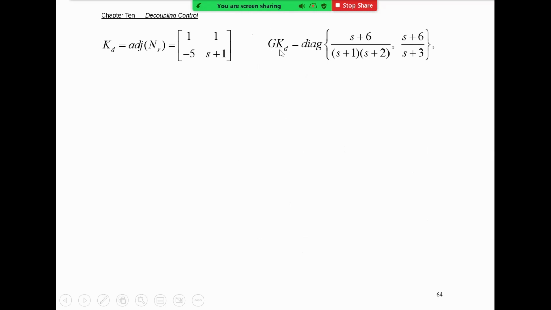And then this G times KD will be, right? This is the determinant of this in R, that is s plus 6. So it's s plus 6 over the least common denominator of the first row. The second one is s plus 6 over the least common denominator of the second row, s plus 3. It is decoupled.